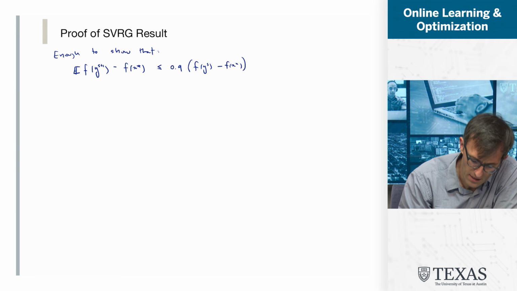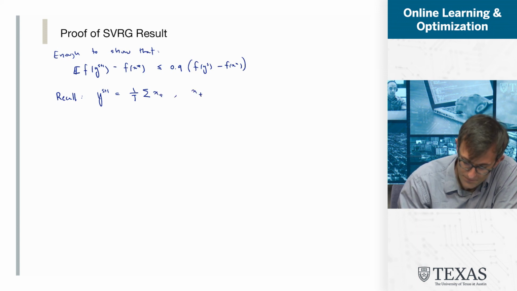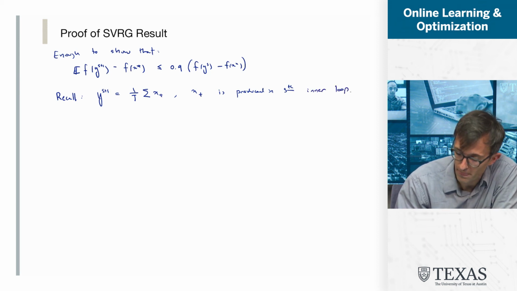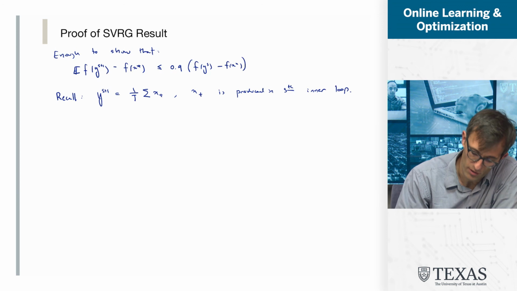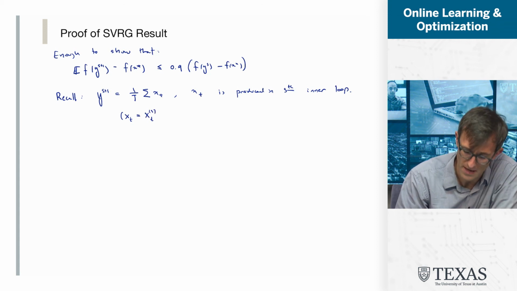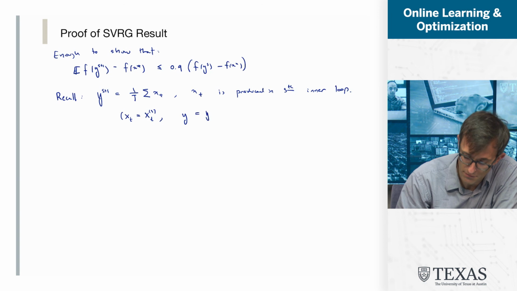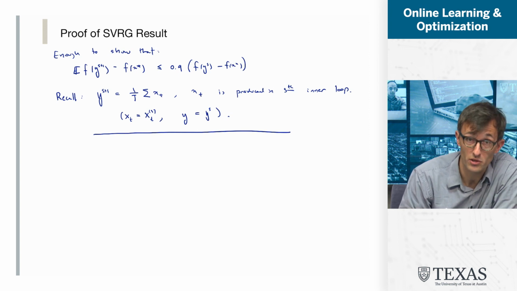So recall that y s plus 1 is equal to 1 over t times the sum of xt, where xt is produced in the t-th iteration of the inner loop. If I really wanted to be careful, I would have to write x superscript s, but I hope it's clear here and it'll help us with our notation. So I'm going to write xt instead of xt superscript s, and I'm going to write just plain old y instead of y superscript s. Okay, so let's get to it and see where this variance reduction lemma is going to kick in.